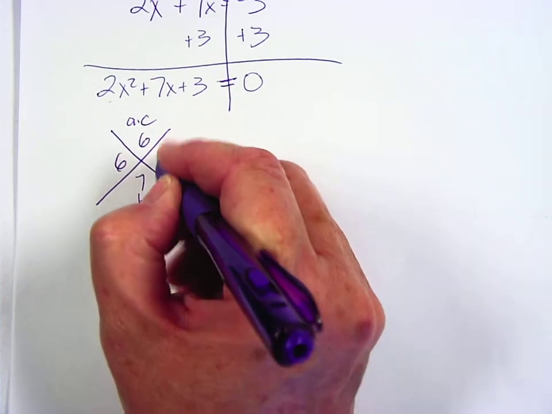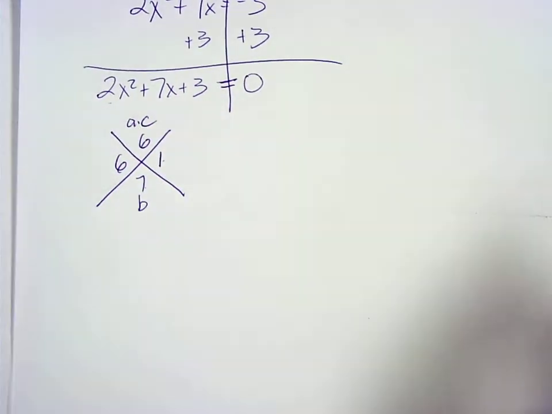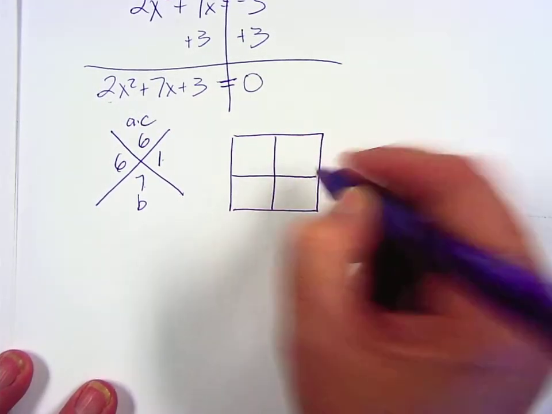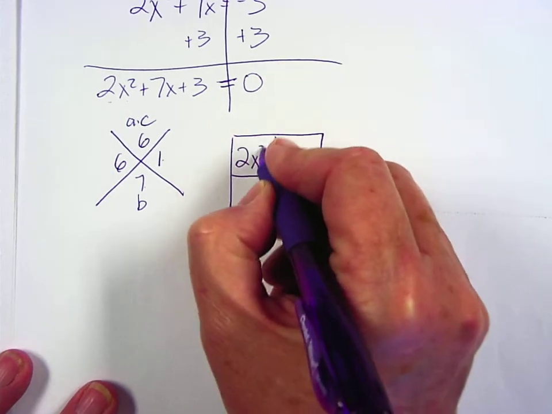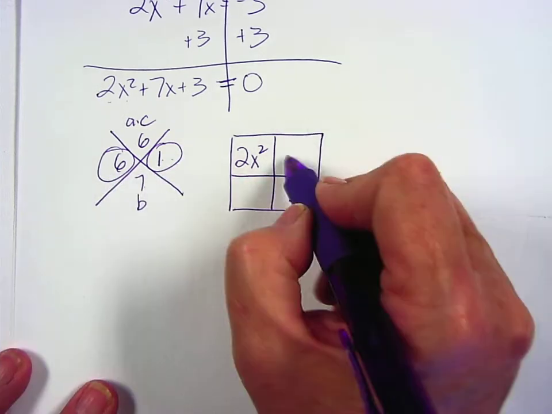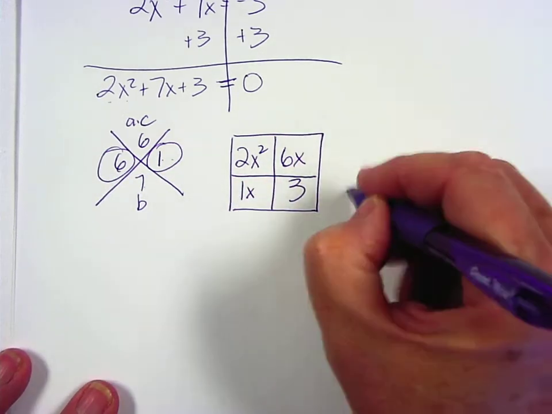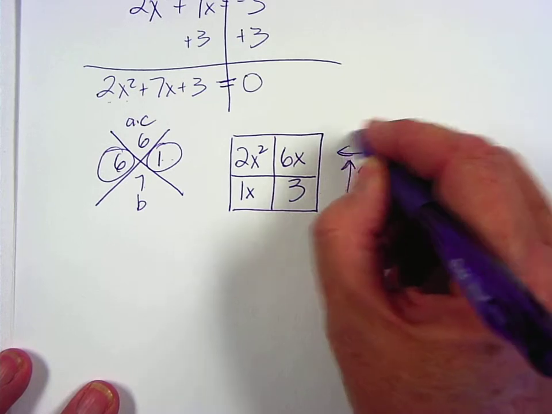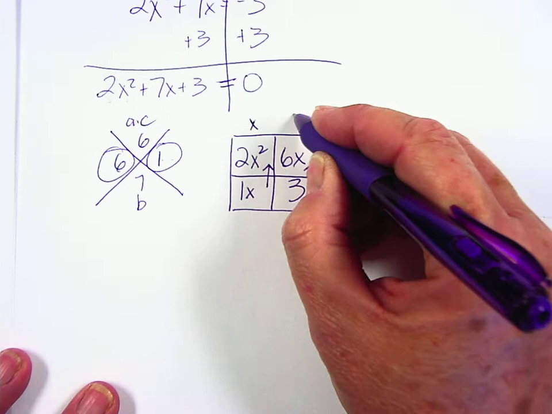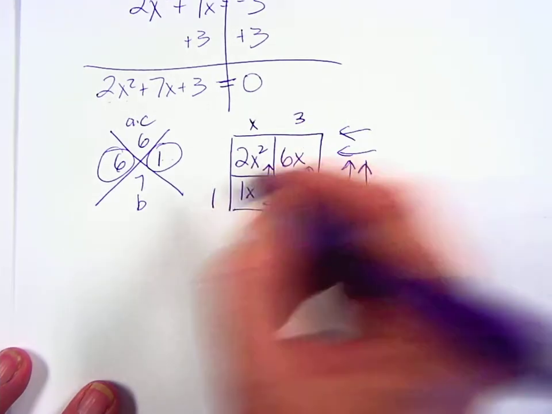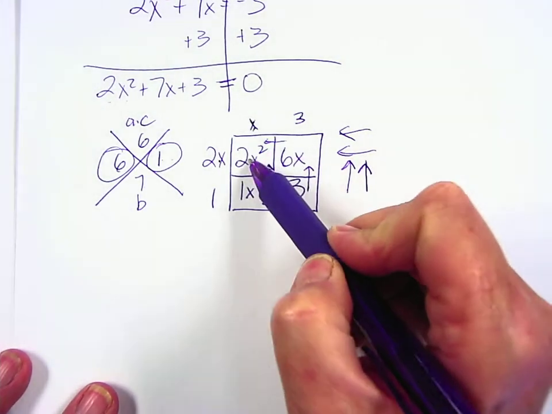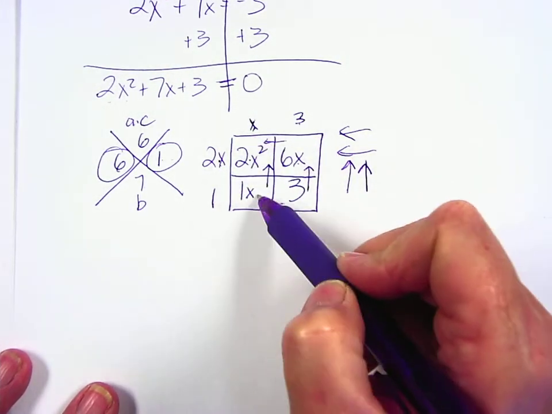6 times 1 equals 6, and 6 plus 1 equals 7. Since it's extra X-man, I have to do the extra step, which is the Punnett square. My first term goes here. My third term goes here. I'm going to add my variable and put these two terms here and here. And then I'm going to look for my GCFs. Greatest common factor this way is x. This way is 3. This way is 1. And this way is 2x. Double check. This is 2x squared, this is 6x, this is 1x, and this is 3.